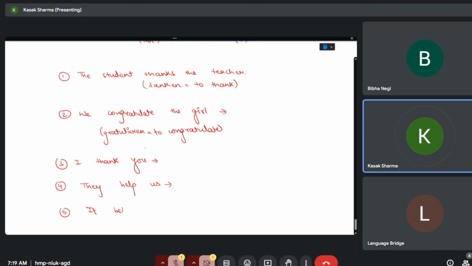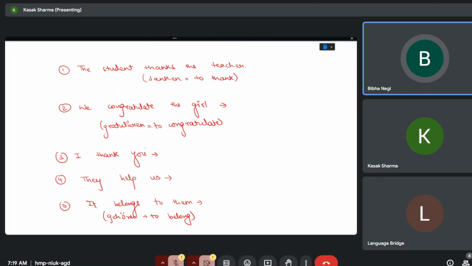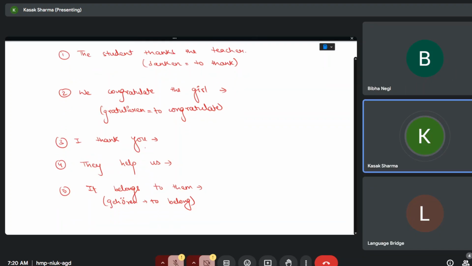It belongs to them. Gehören is the dative verb, which means to belong. Now just the last one. It belongs. Gehören, to belong. Done.